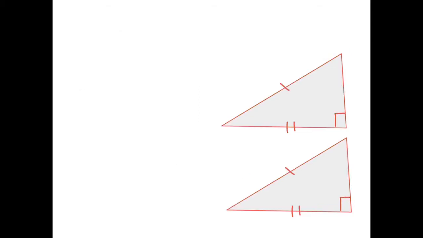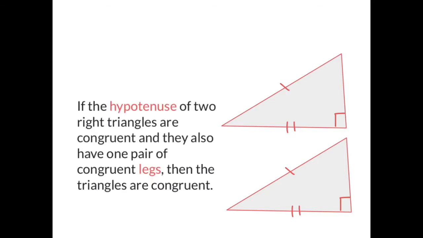Okay, last but certainly not least is the theorem that was included in the previous videos with the triangle congruence graphic organizer, which is the hypotenuse leg theorem. The hypotenuse leg theorem states that if the hypotenuses of two right triangles are congruent and they also have one pair of congruent legs, then the triangles are congruent. So this is the HL theorem. This is the hypotenuse leg theorem.